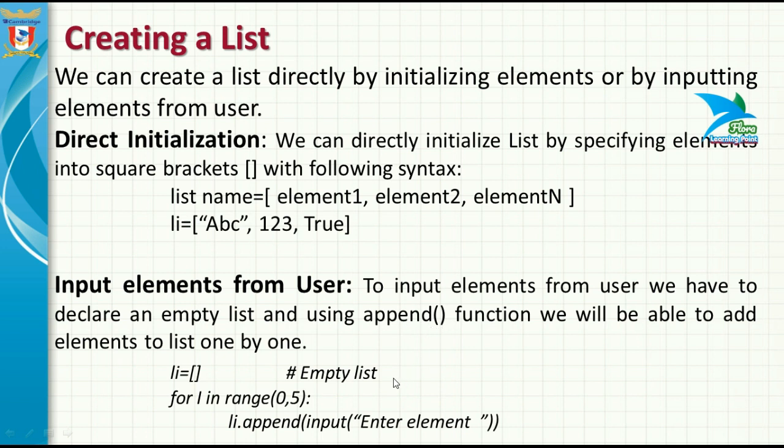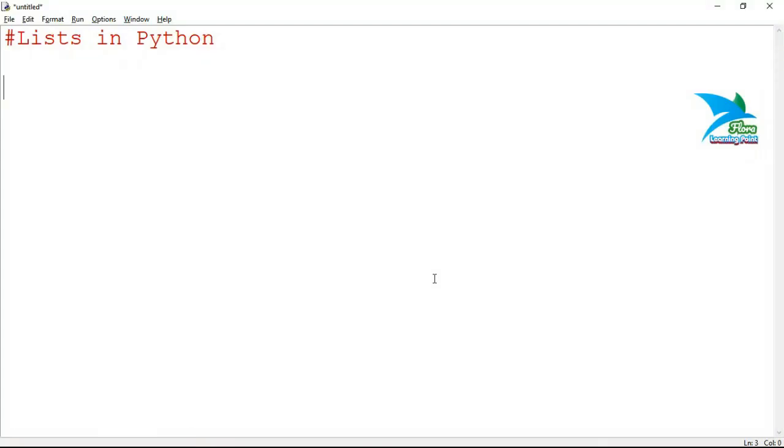Append function always inserts an element at the end of existing elements of list. As we are not having any element, then first element will be stored in zero index. After that, when we make a call to append function, then it will add another element to one index position and so on.